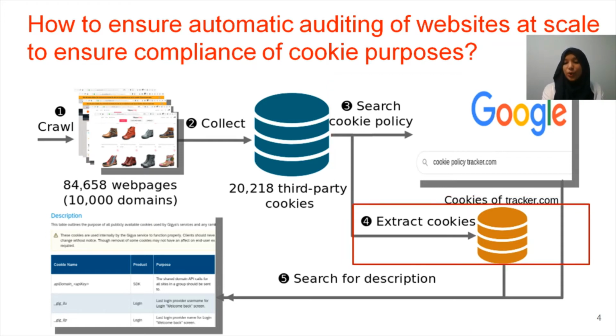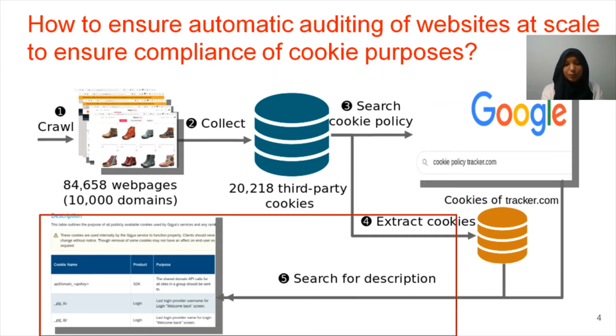Next, we extract all the cookies belonging to the given domain in our dataset. In this example, since we are studying the tracker.com cookie policy, we'll extract all the cookies in our dataset that belong to tracker.com. And for every cookie, we will search for a description of the cookie inside the potential tracker.com policies found by the automatic search. We search for the cookie name inside all these links, and we save those where the cookie name appears at least once in the rendered text of the policy.